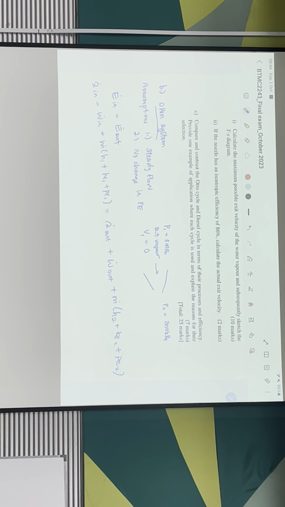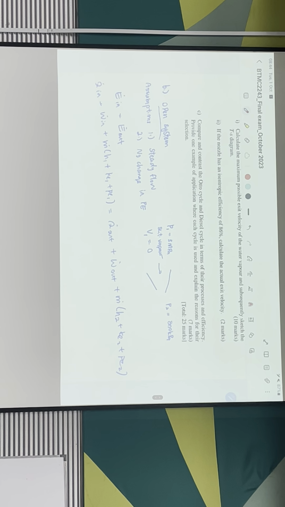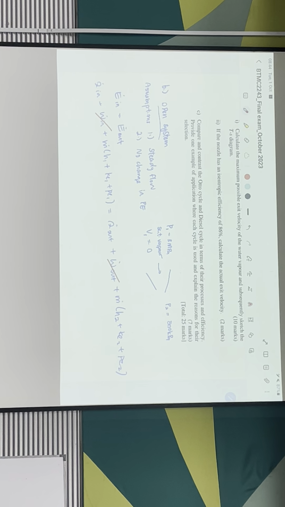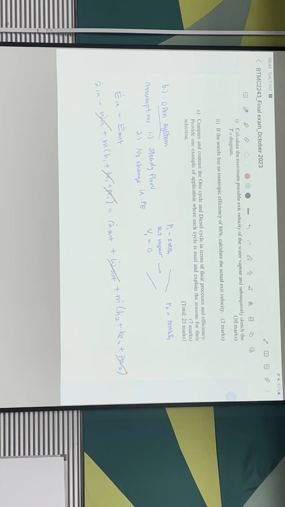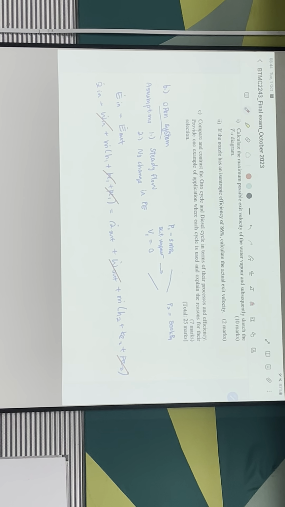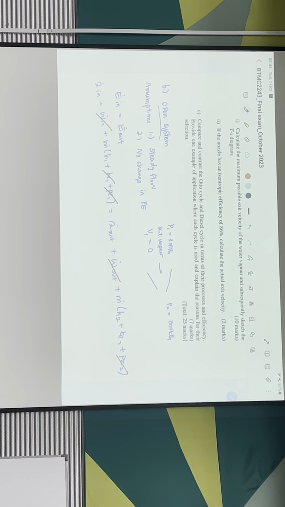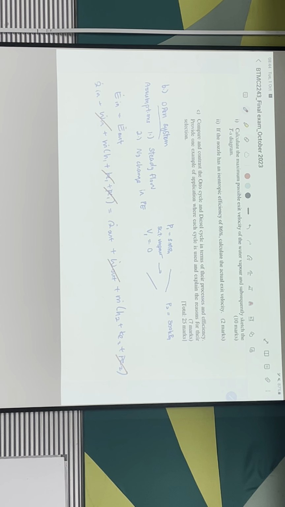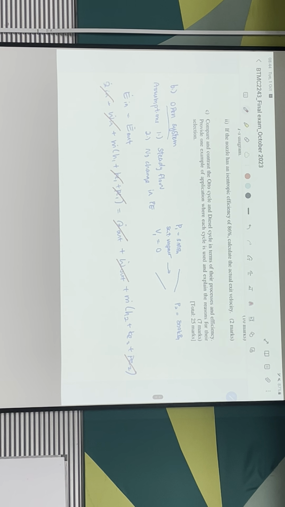Okay, so we know that in a nozzle there shouldn't be any work interaction. PE we also assume negligible. KE at the inlet is negligible. As for Q, the question doesn't really mention anything about heat in or out. So we don't supply any heat to the nozzle, and we didn't take any heat out of the nozzle. So these are the ones that we can cancel off as well.